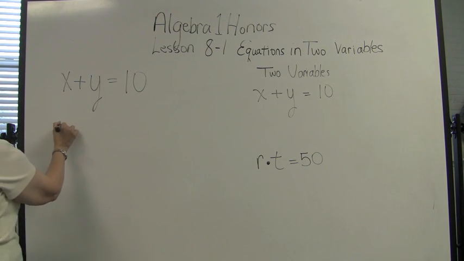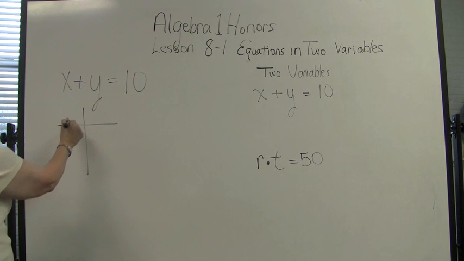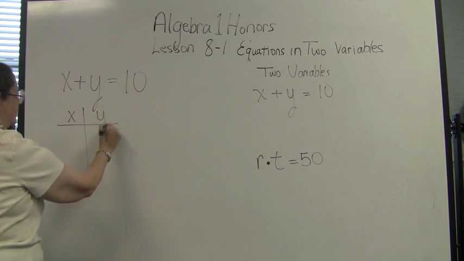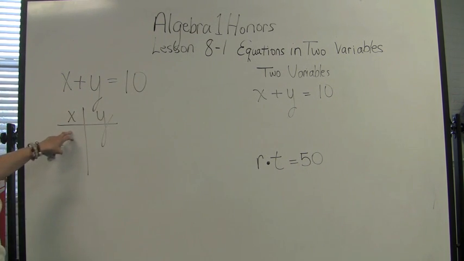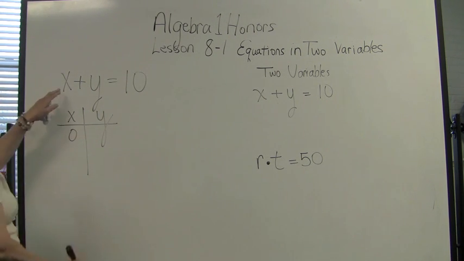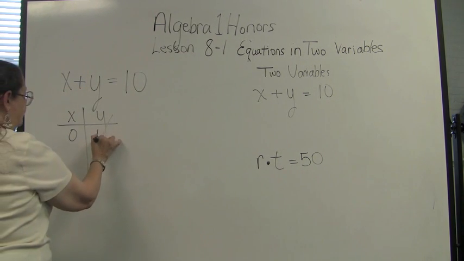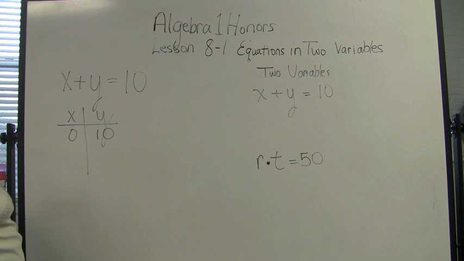So what we're going to do is make a little T chart there. Put x over here and y over here. And we're going to choose a value for x, and then calculate the associated value of y that makes the equation true. So if we pick a 0 for x, 0 plus what gives us 10? Well, the y would have to be 10.